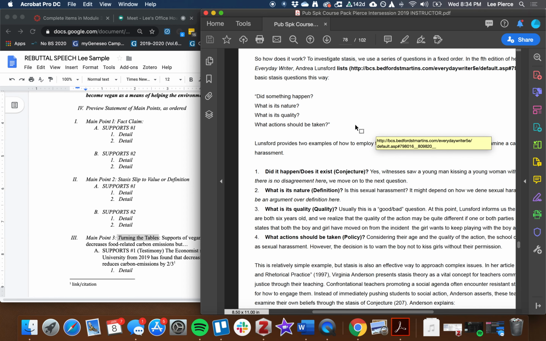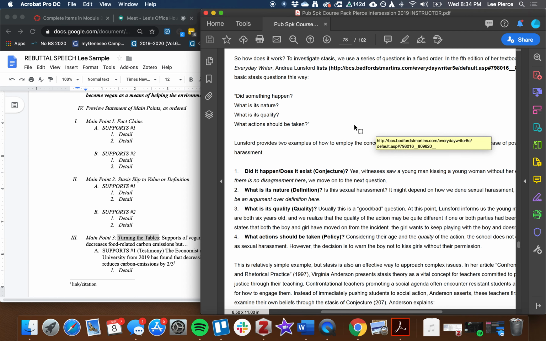So Stasis theory basically says that there are four questions that you have to address as part of any debate. And any debate can be any of these four questions. So these are all just four different ways of going at a debate. So it's not like some topics go with some questions. It doesn't work that way.